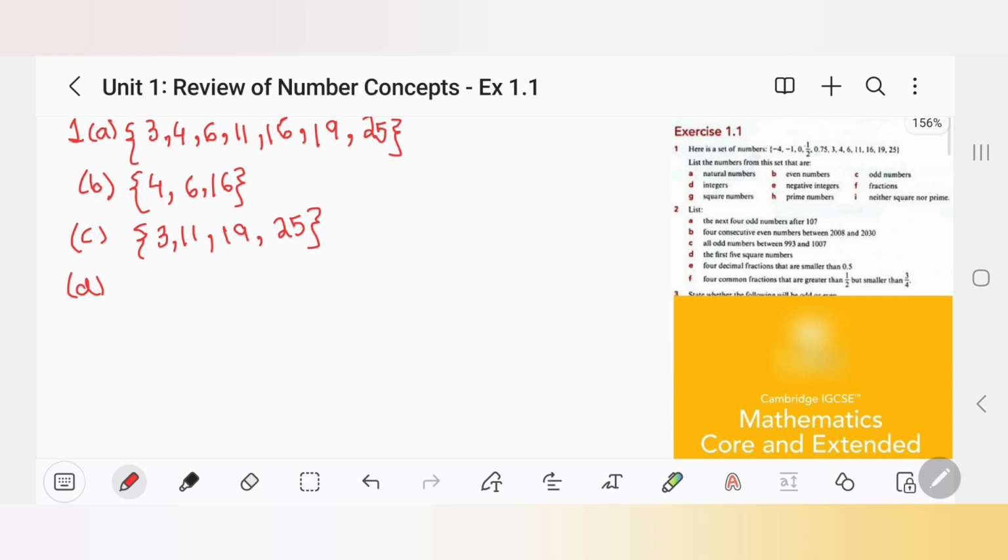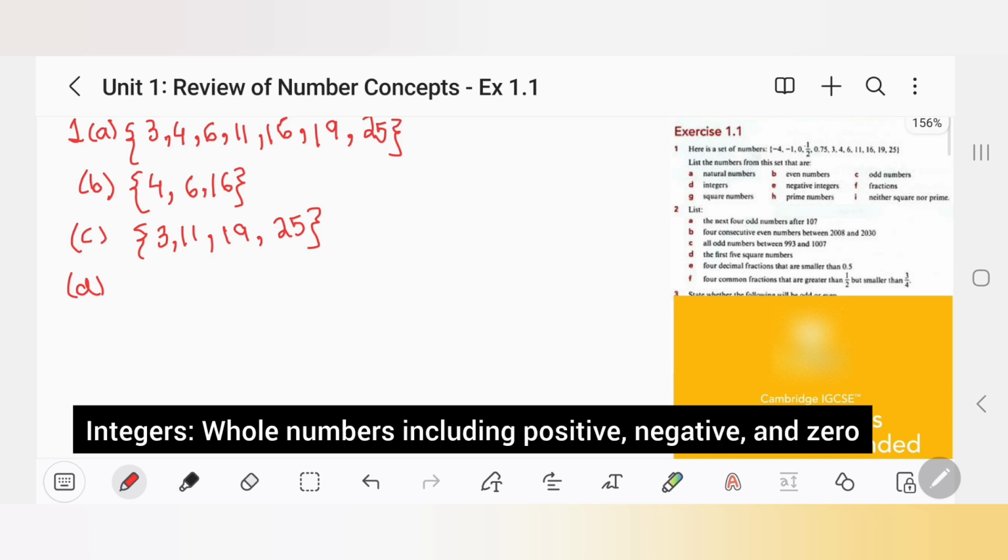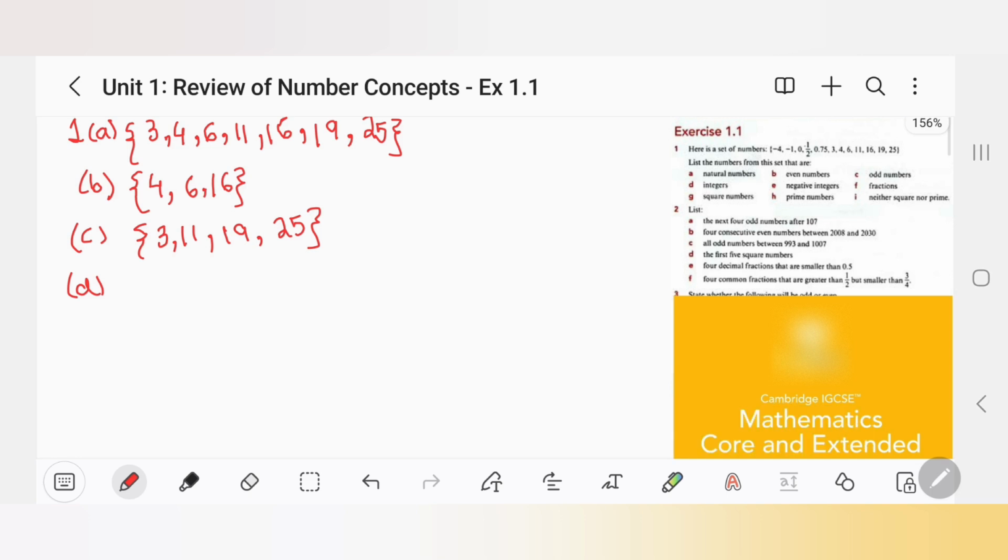Okay, now in D part they are asking integers. Keep in mind, when we talk about the integers, we are talking about the positive numbers, the negative numbers, and we are also including zero. Again, there are no fractionals or decimal values. So starting with the negative numbers, we can say -4, -1, then 0, then 3, then 4, then 6, then 11, then 16 also, and then 19, and last but not the least 25.